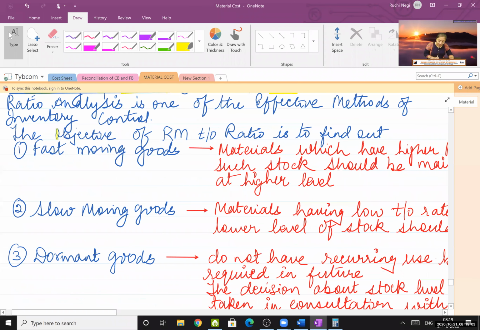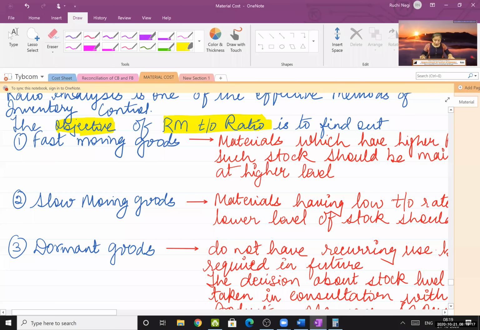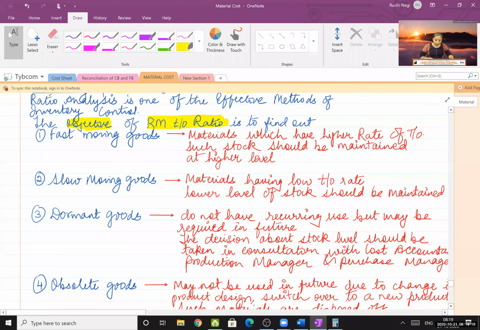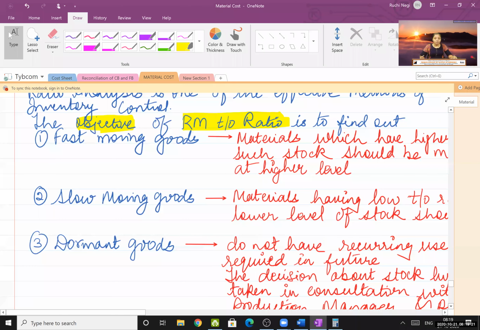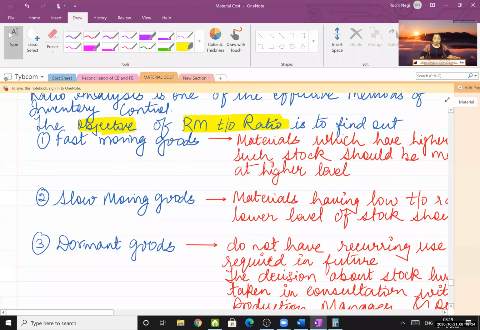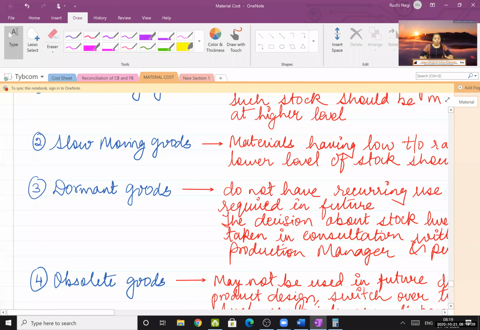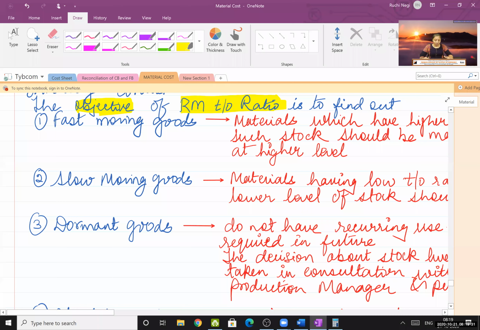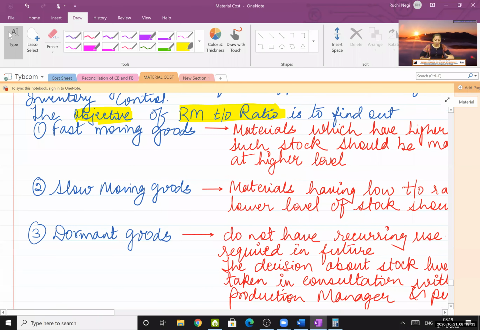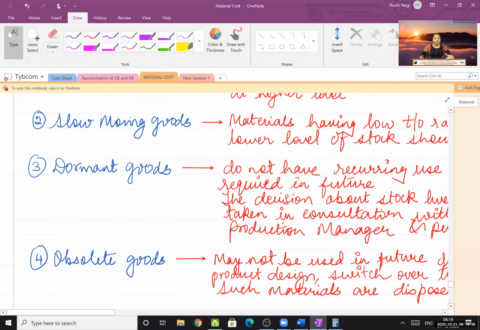What is the objective behind studying this ratio? Why do we study this ratio? क्या जरूरत है ये ratio पढ़ने की? Because this ratio helps us to identify these four varieties of goods. I repeat, the objective or the importance of studying a raw material turnover ratio is to identify raw material as fast moving raw material, slow moving raw material, dormant raw material, and obsolete raw material.